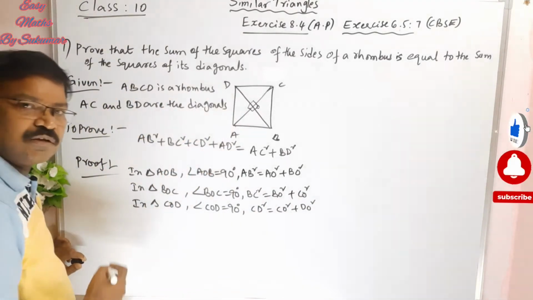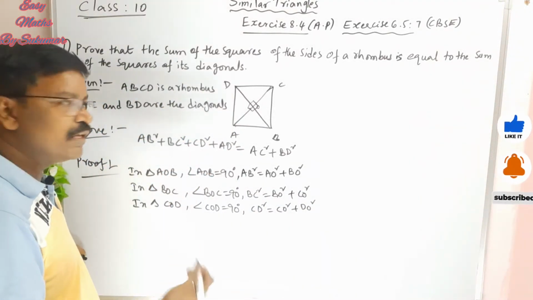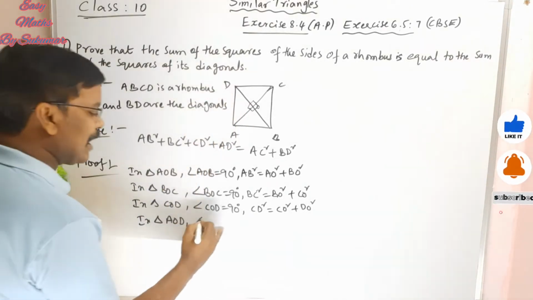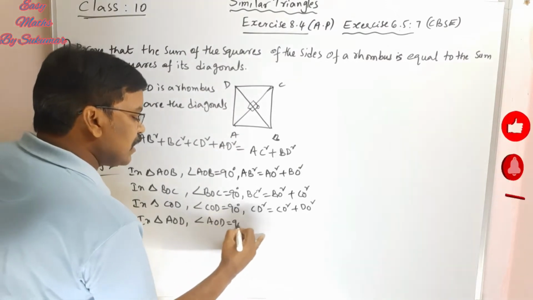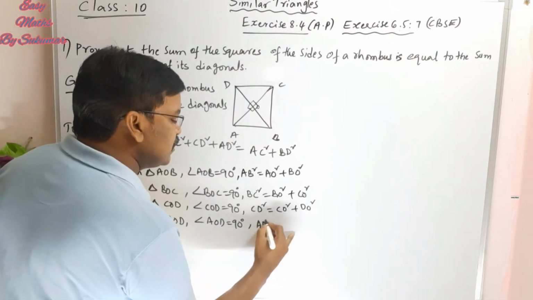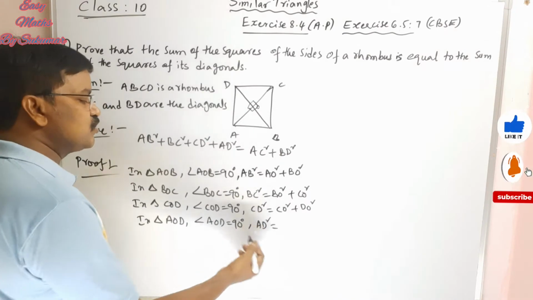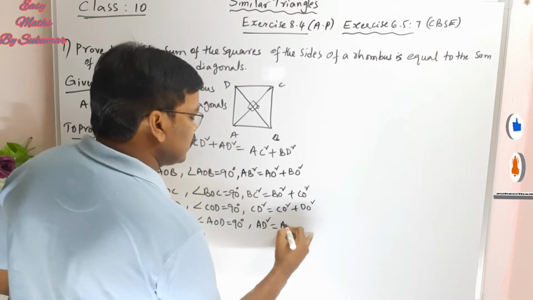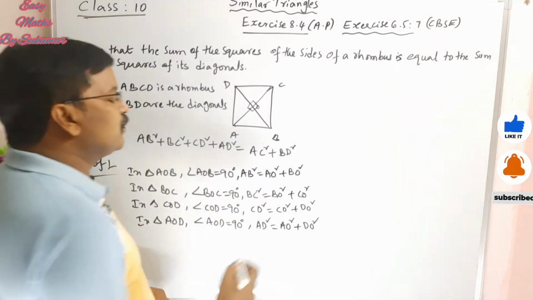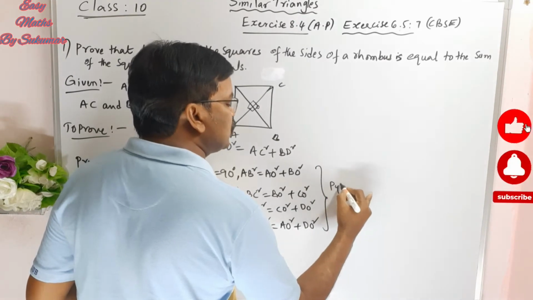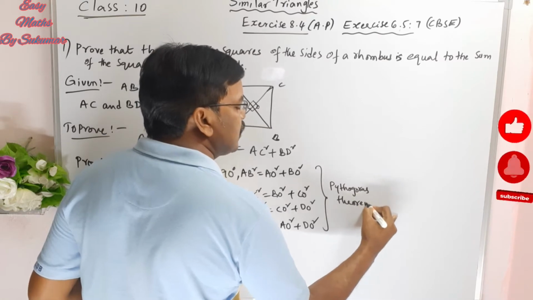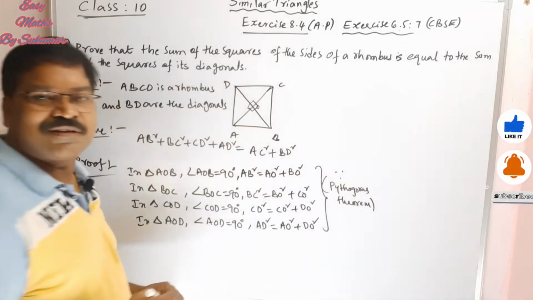Coming to the last triangle, AOD. In triangle AOD, angle AOD is 90 degrees. Therefore, AD is the hypotenuse. So according to Pythagoras theorem, AD square is equal to AO square plus DO square. The reason here is that we used Pythagoras theorem.